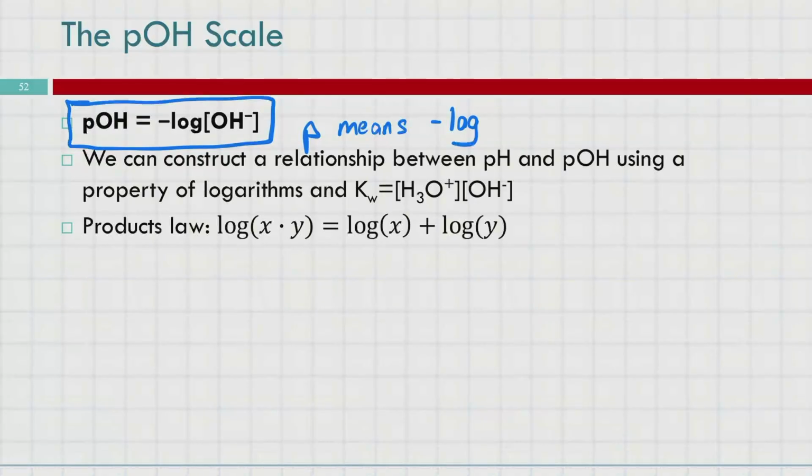There is a cool property of logarithms that you're probably not going to enjoy, because it's not a math class and you're probably not math majors. But we can construct a relationship between pH and pOH using the product's law of logarithms and our Kw. So let's start with our Kw. You don't need to know how to do this. I'm just showing you because I think it's cool. And some of you might think to yourself, oh, that's interesting. And that's good enough reason for me to do it.